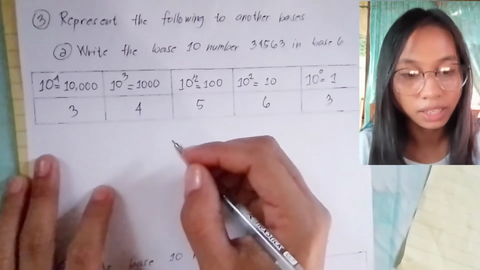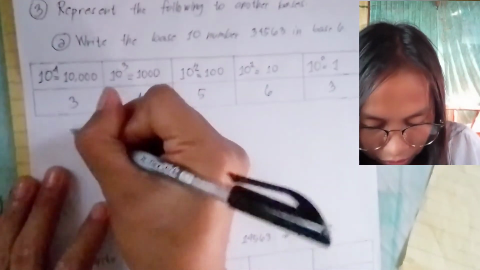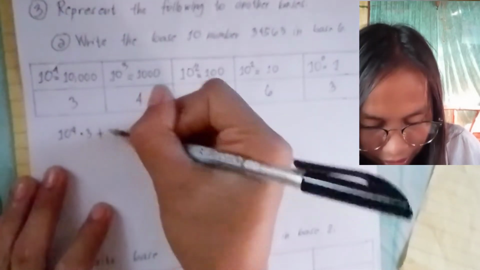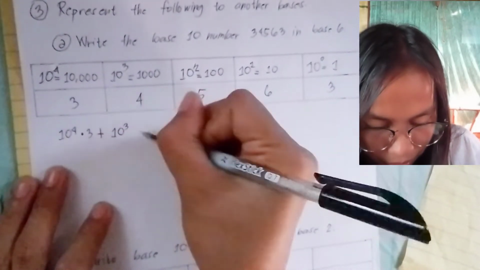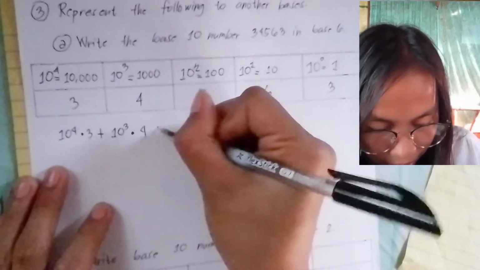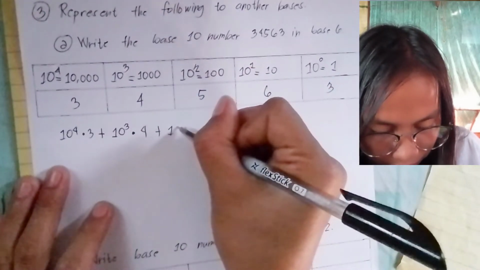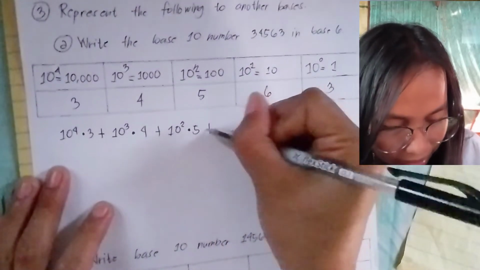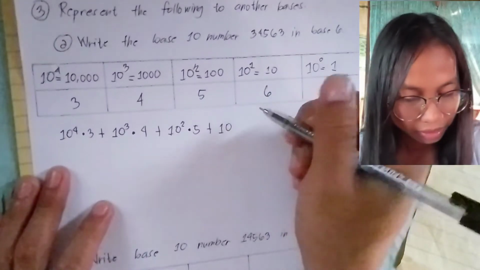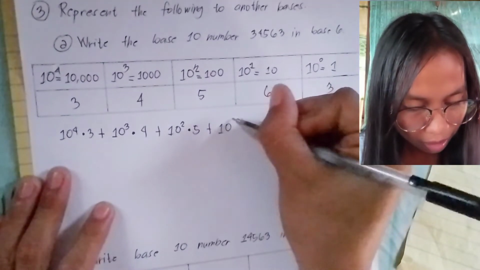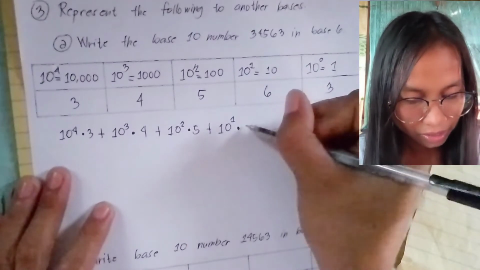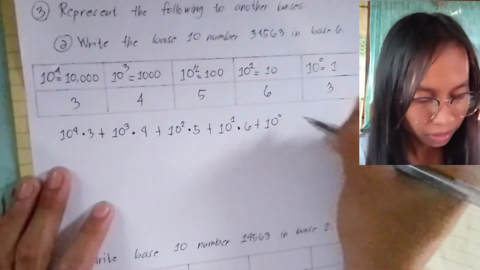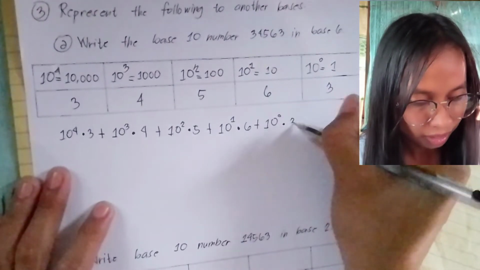So simplify. 10 to the 4th power times 3 plus 10 to the 3rd power times 4 plus 10 squared times 5 plus 10 to the power of 1 times 6 plus 10 raised to the power of 0 times 3.